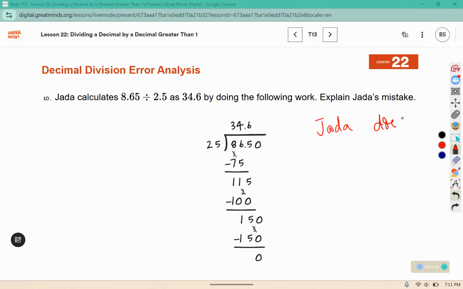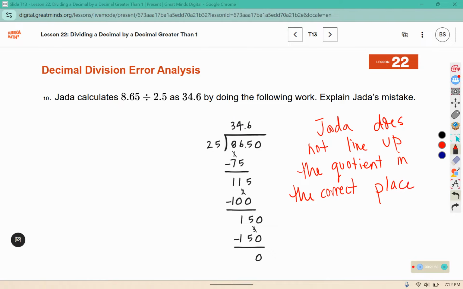Jada does not line up the quotient in the correct location or correct place. The answer should be 3.46. I need to bump that over to the right.